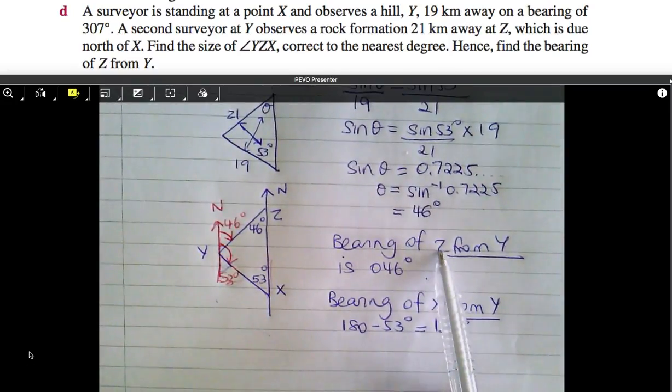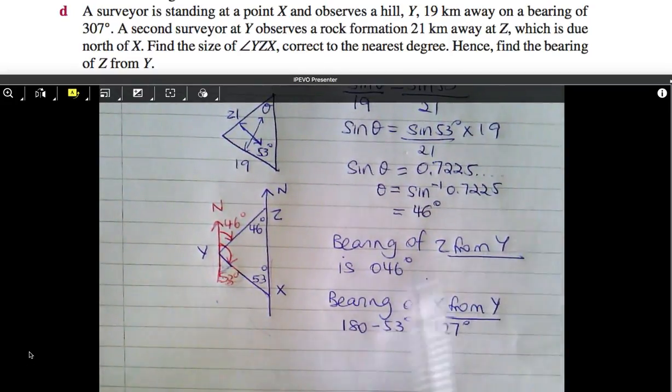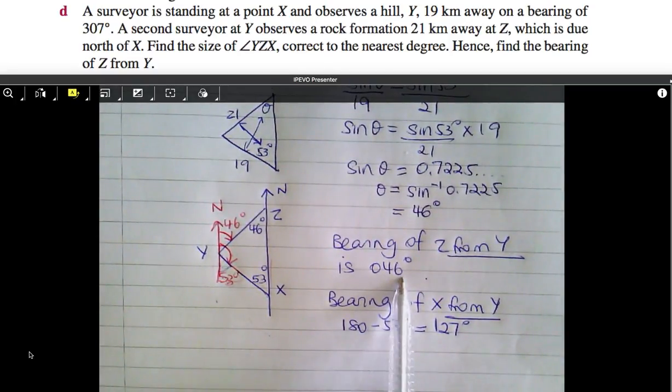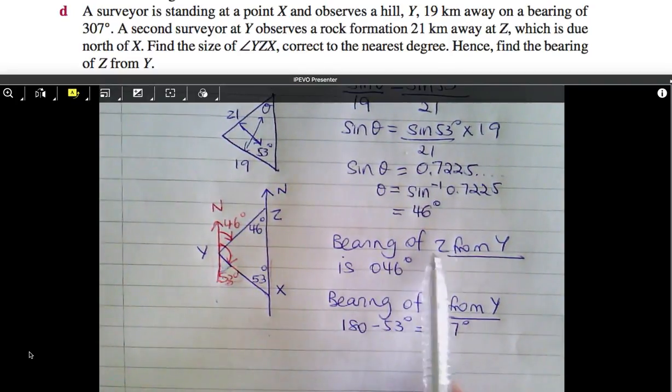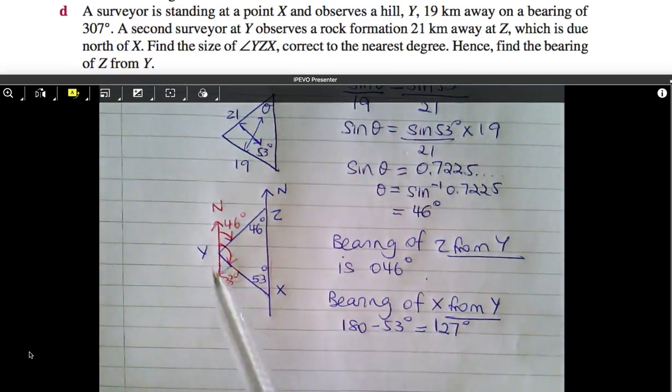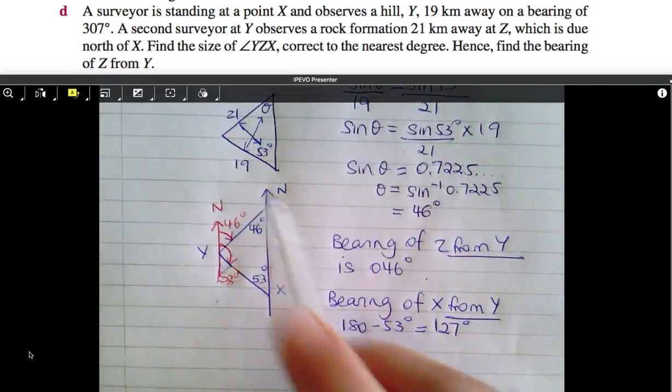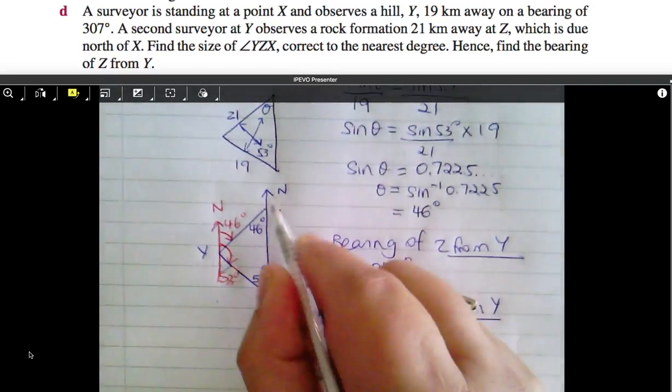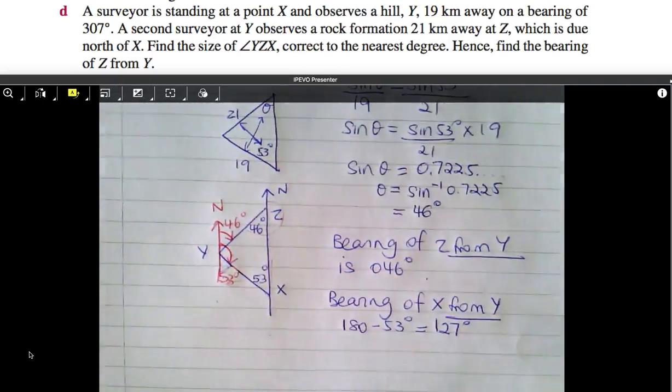Do people remember the trick? If you know the bearing of Z from Y is 46, 046, do you know the bearing of Y from Z without working it out? You're going to add or subtract 180 to this. Add. Okay? So if the bearing of Z from Y is 46, the bearing of Y from Z will be 180 plus 46.